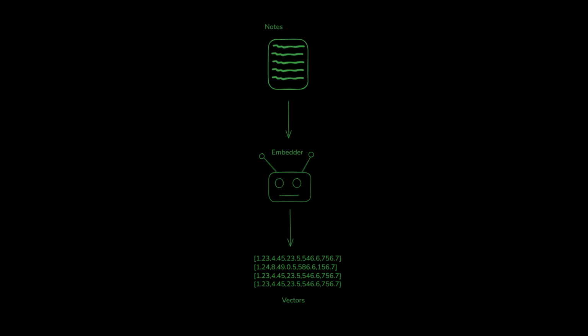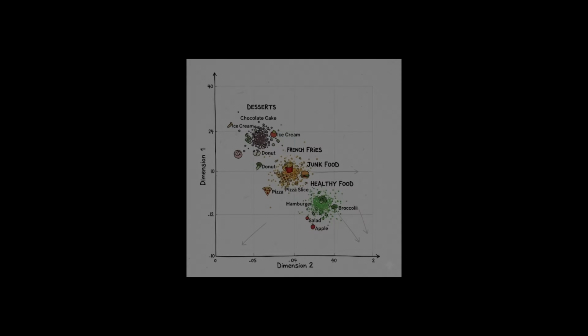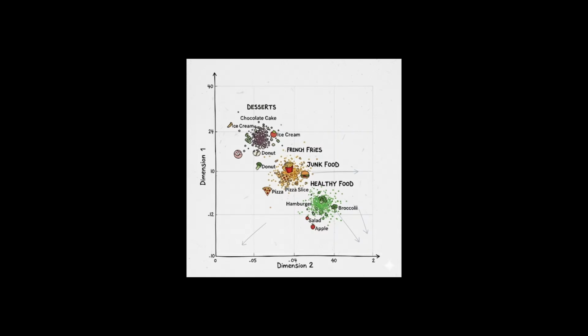To make this work, we convert our notes into something called vectors or embeddings. These are just numbers which represent the meaning of the text. So if I were to embed food stuff, the word broccoli will find healthy things like apple floating right next to it, but french fries far away from it.